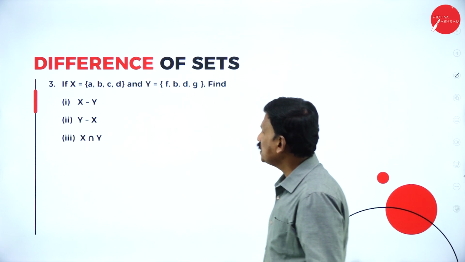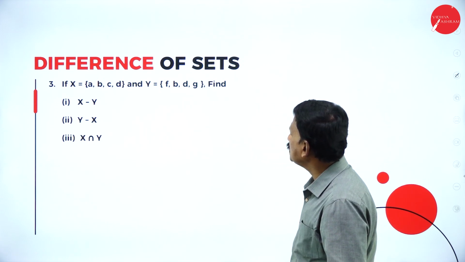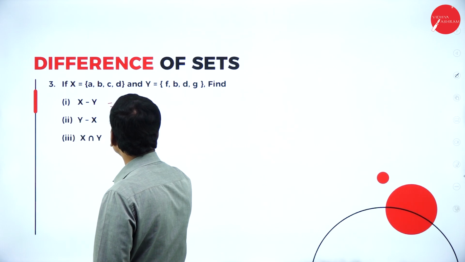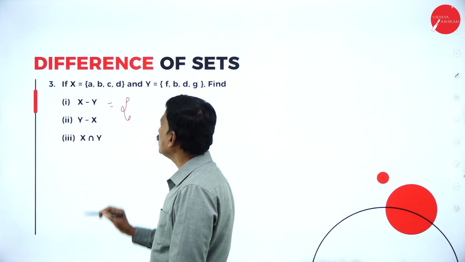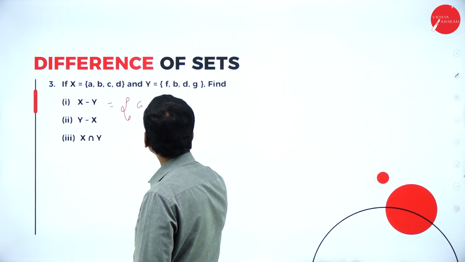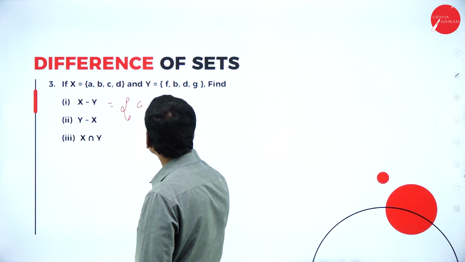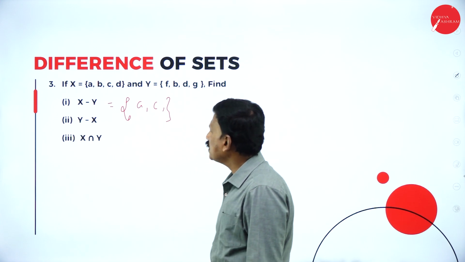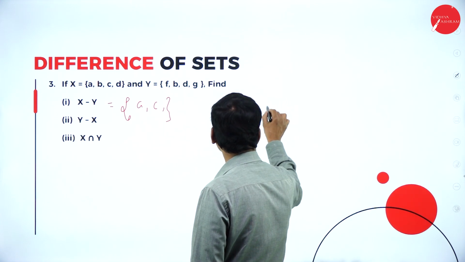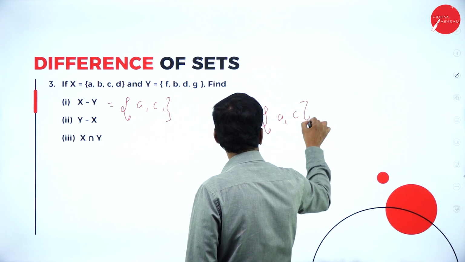If X is equal to {A, B, C, D}, Y is equal to {F, B, G, D}, find X minus Y. So X minus Y means all the elements which are in X but not in Y. So A, B is there, C is not here and D is there. So X minus Y is A comma C.